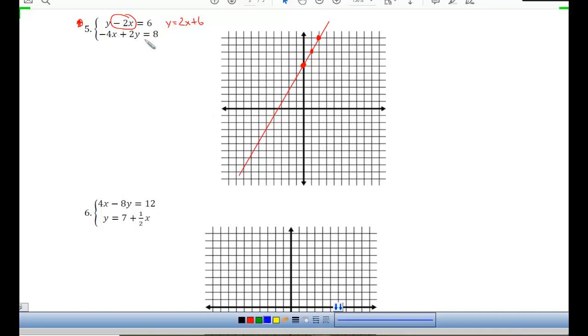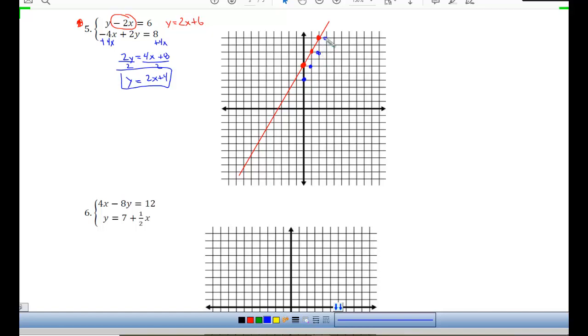And we'll graph the second one. I'm going to go ahead and add 4x. And we'll rewrite that one. So I'm going to move the 4x up front. Divide each side by 2. Okay, so I get 2x plus 4. So we'll plot that. 1, 2, 3, 4. And then a slope of 2. 1, 2, run 1.